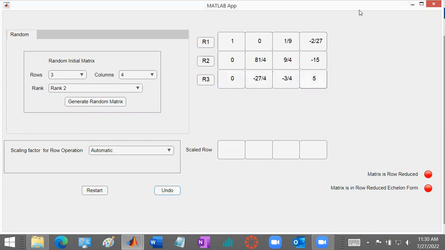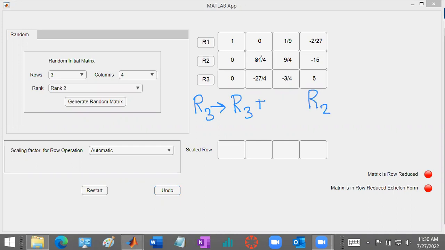Let's see that by hand, that this right here is just a multiple of this. The way we would cancel this out from this is that we take R3 and replace it with R3 plus some copy of R2. So what should that be? I need to divide by 81 and multiply by 27, so that when I plug 81 in here, it gives me positive 27 over 4.